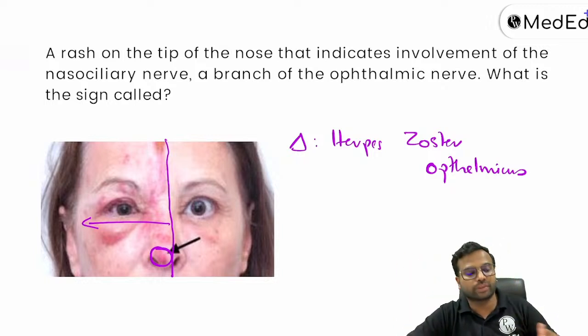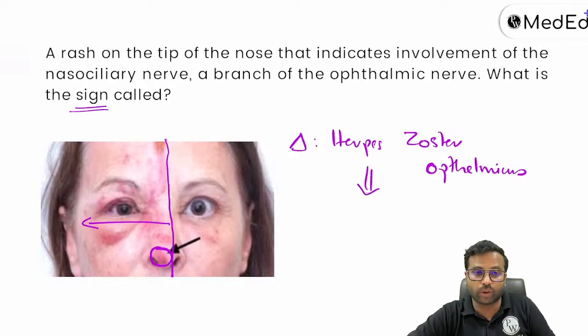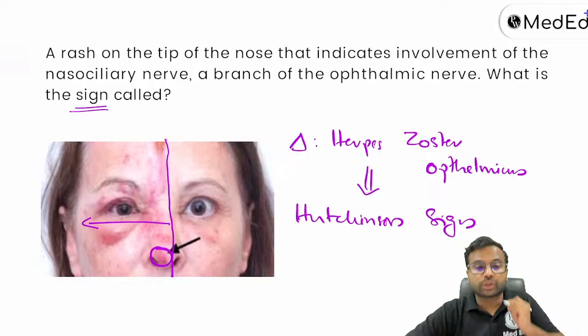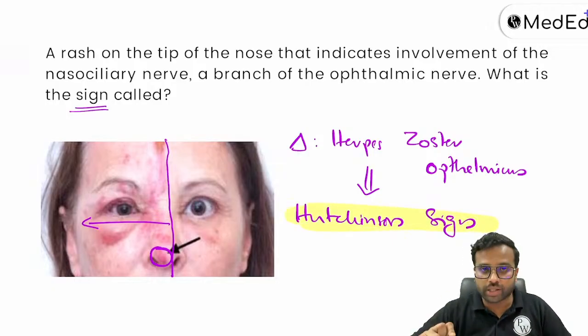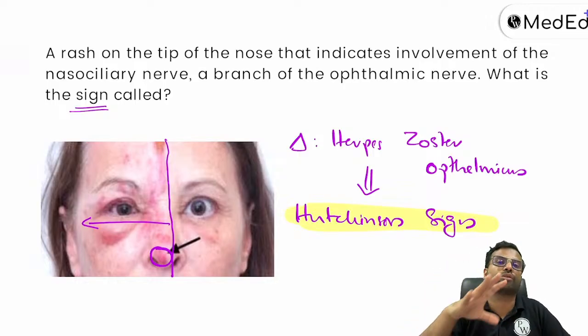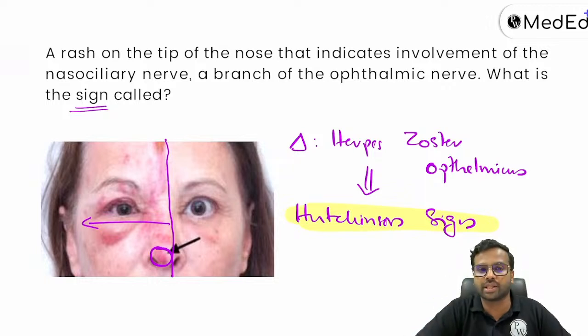So the name of the sign, we are talking about the sign here. As you have rightly answered in the chat box, this is called Hutchinson sign. When it comes to herpes zoster, when you see a vesicle at the tip of the nose, it implies that there may be an involvement of the eye. That is why you have to refer the patient to an ophthalmologist for an evaluation. That is called Hutchinson sign.